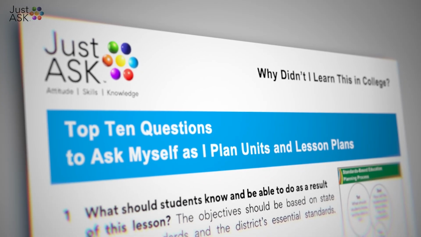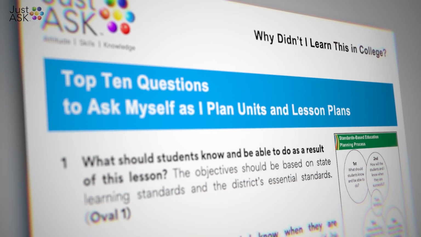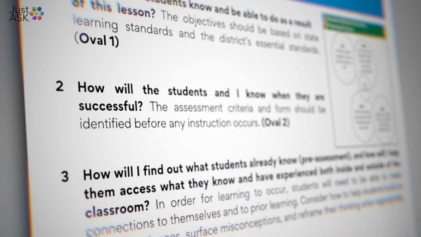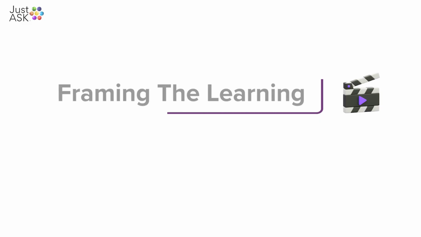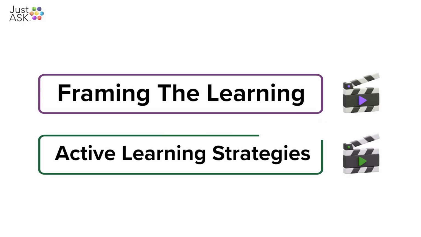There's a tool to help your mentee get a handle on all that is included in Oval 3. The tool is formatted as a top 10 list. It's a series of questions that your mentee can follow when planning a unit of instruction, and it also works great for lesson planning, and it is organized in the order of the ovals. This month, we're taking 2 components of Oval 3, pieces from that top 10 list, and shining a flashlight on them. That's framing the learning and active learning strategies. We've broken it into 2 parts to make it more manageable.